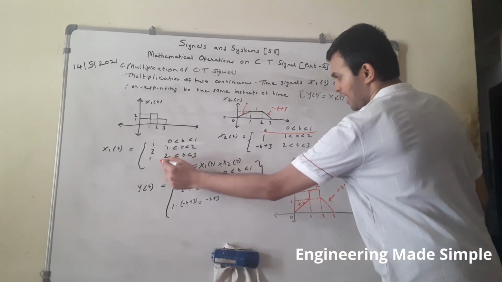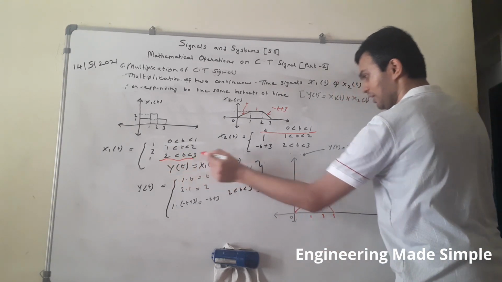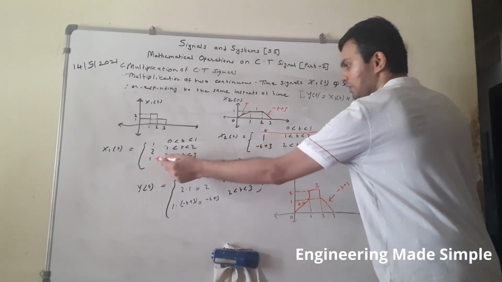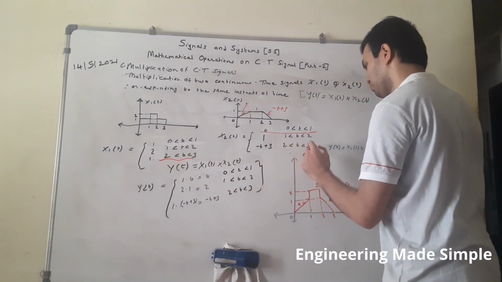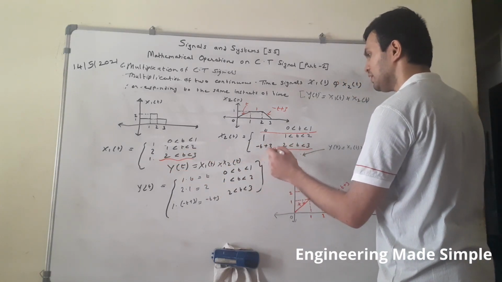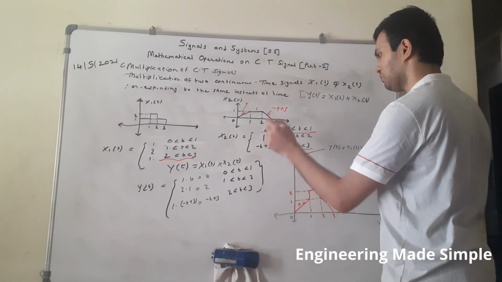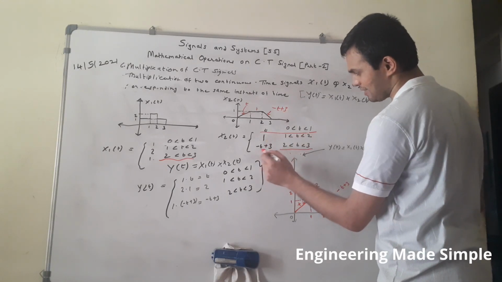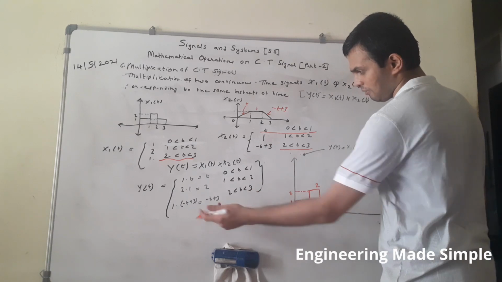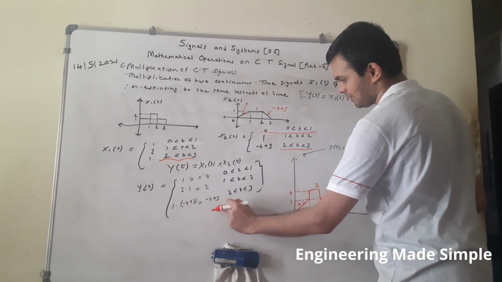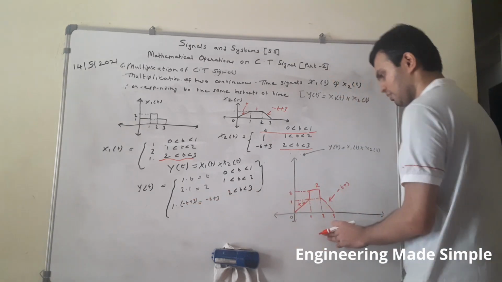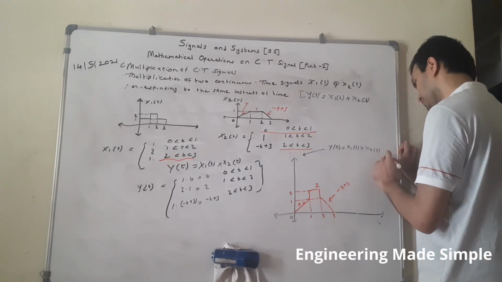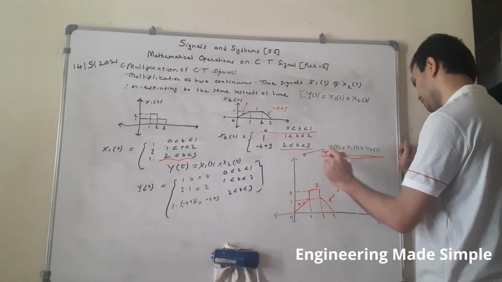Now in the last time interval, between 2 to 3, what is the value of the signal x1t? Its value is 1. And between 2 to 3, what is the value of the signal x2t, which looks like this? Its value is minus t plus 3. So 1 into minus t plus 3 is nothing but minus t plus 3. So now let us plot y of t, which is nothing but the multiplication of x1t into x2t.